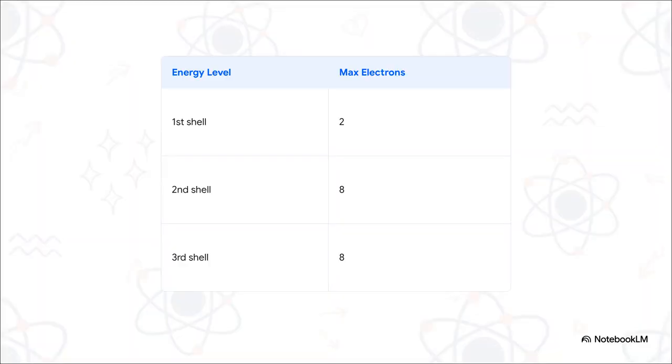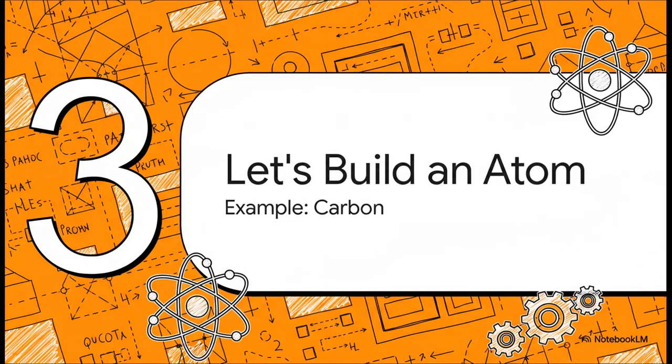And here are the rules of the house. The first shell, that's the one right up close to the nucleus, can only hold 2 electrons, max. Once that one's full, you move to the second shell, which can hold up to 8. After that, the third shell can also hold 8. The most important thing to remember is they always fill up from the inside out. You gotta take the best seats first. All right, enough theory.